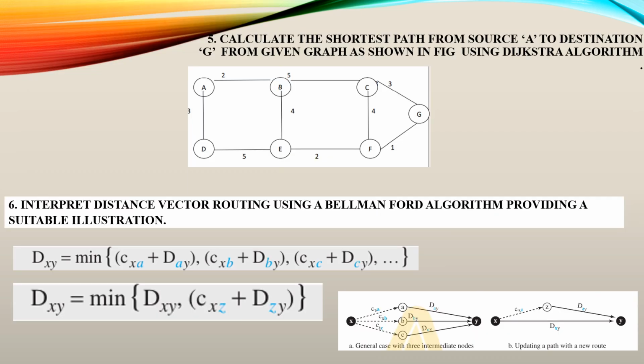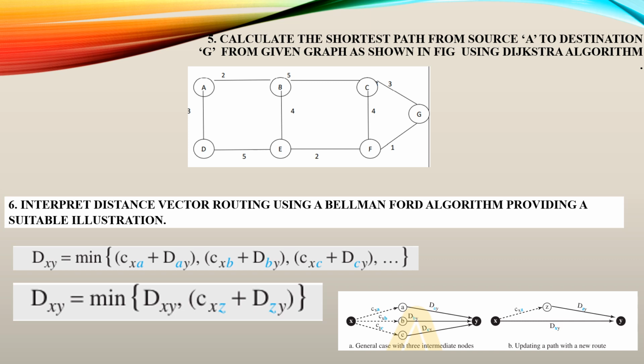Next question, calculate the shortest path from source A to destination G from the given graph as shown in the figure using Dijkstra's algorithm. So here you have A to G with different costs, and you will be finding the shortest path. How you have to find it is, you form a table like A, if you are calculating for A, then form B, C, D, E, F, G. Calculate that. Now you start writing A to B, which is the shortest path. 2 will be the shortest path. You have other routes also, but this will be the shortest path.